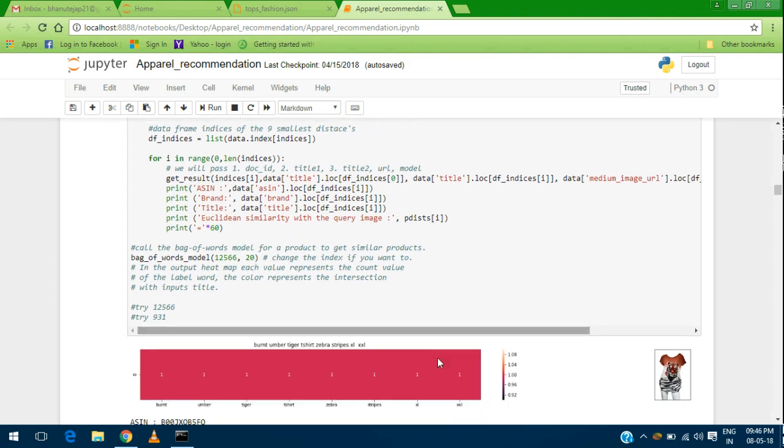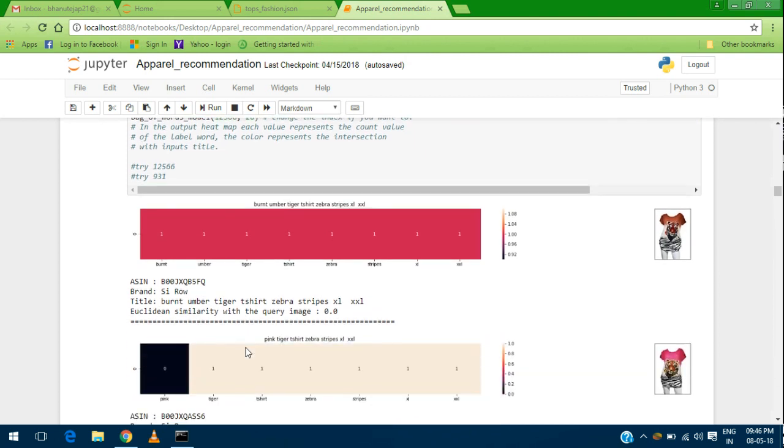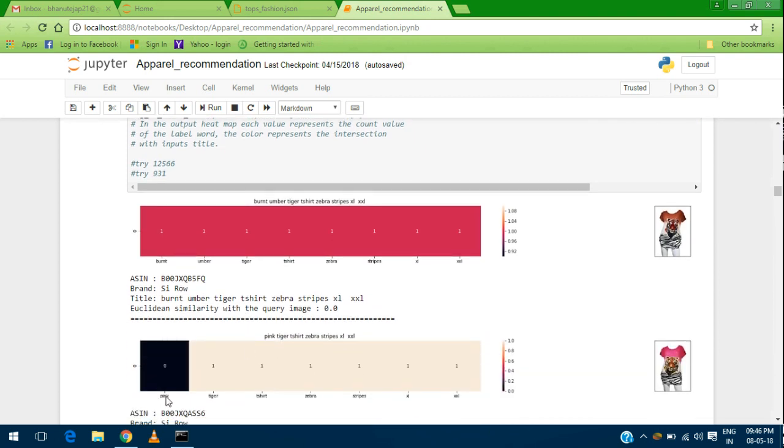So using bag of words, these are the heat maps where we'll be showing the distance between the words in the query product and the recommended products. So in this heat map, for example, if we have the word called tiger.